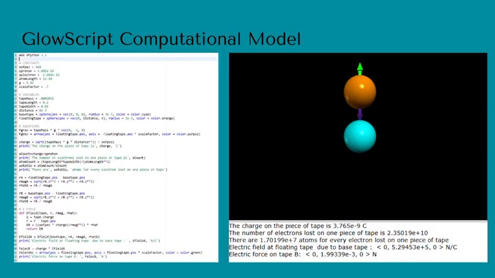Next up, we have our GlowScript computational model, which gives us our ideal values for this experiment. And so we find that the charge on the piece of tape is 3.765 times 10 to the negative 9 coulombs, and our ratio, there are about 1.7 times 10 to the 7 atoms for every electron lost on one piece of tape.